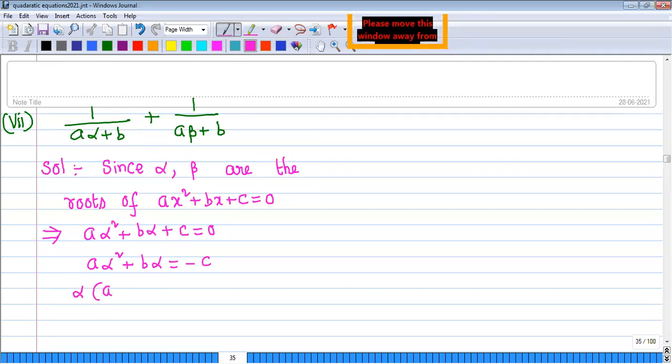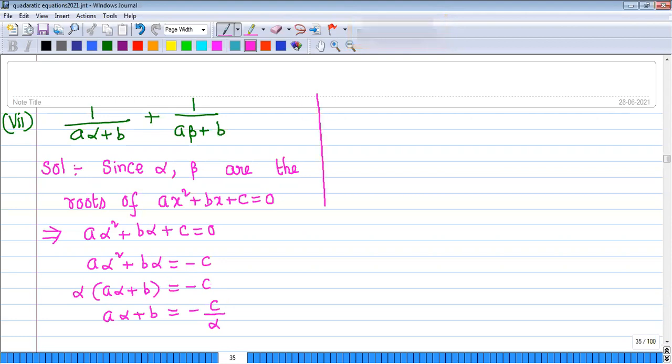You get A alpha plus B equal to minus C. Now here we can find out A alpha plus B is equal to minus C by alpha. It's very interesting. You see, A alpha plus B is nothing but minus constant term by alpha. Similarly, A beta plus B also we can write.